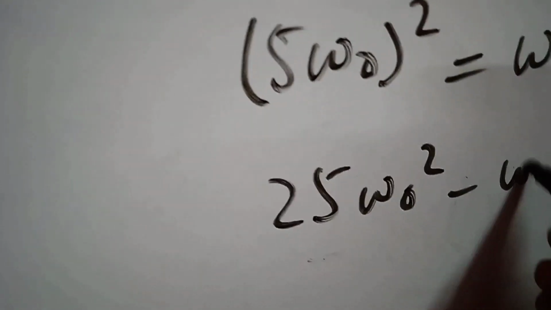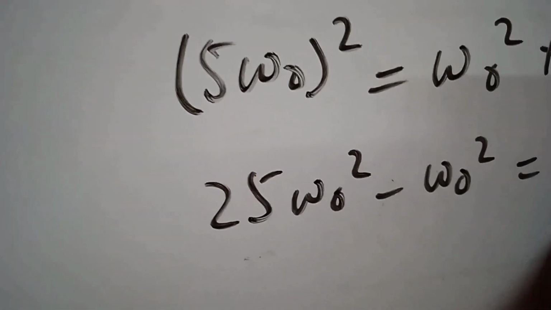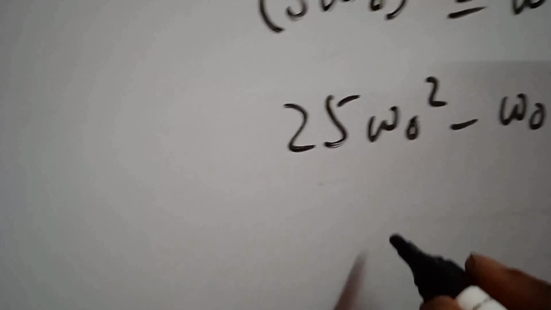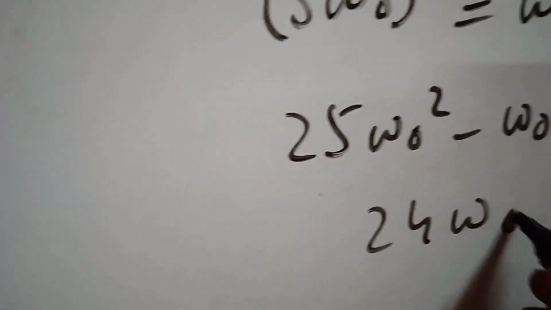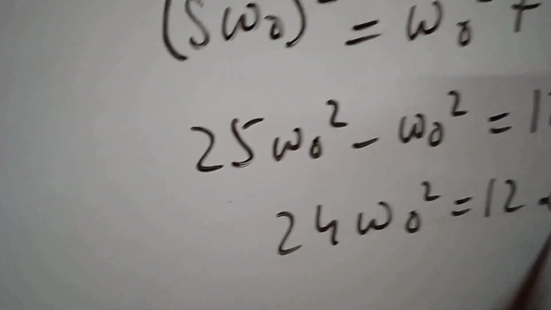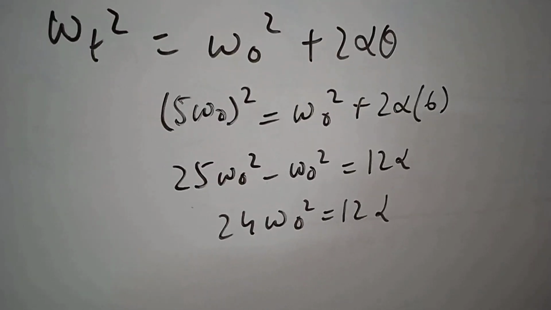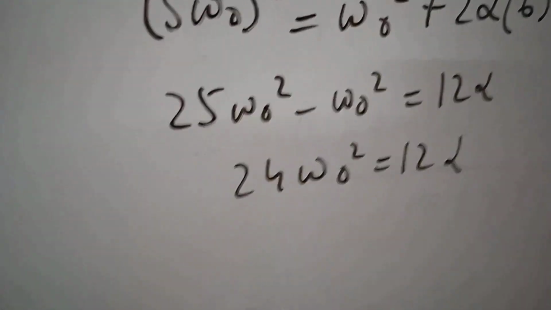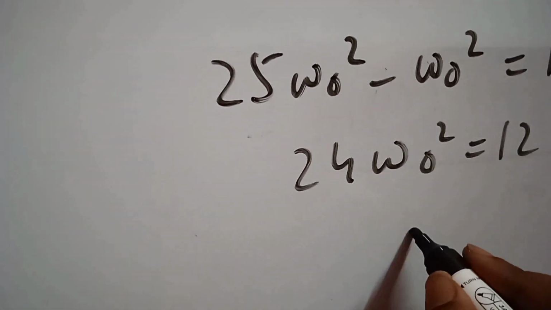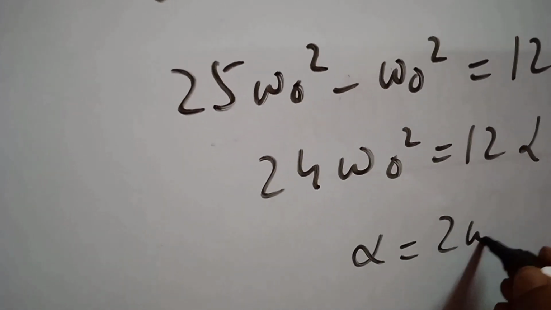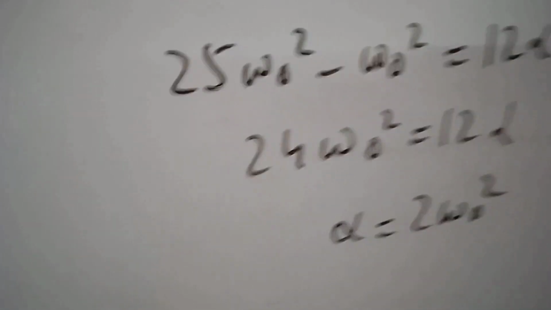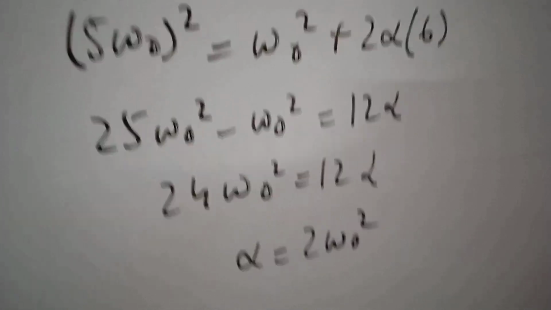So hence it becomes 25 omega naught square minus omega naught square equals 12 alpha. So 24 omega naught square equals 12 alpha. Is that clear to all of you? So alpha equals 2 omega naught square. So this is the answer.